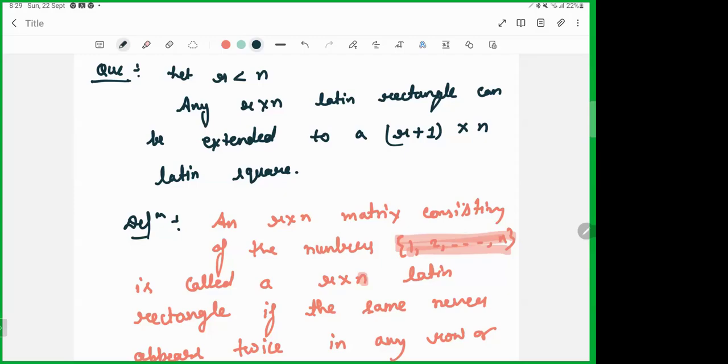Another hint: each column has only r entries, so n minus r entries are not there. So how can you make it? You can try to make it an n minus r regular graph. You want to include some entry among these n minus r entries, and that's how you will extend this to r plus 1.